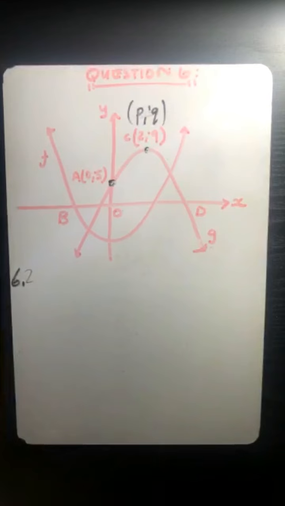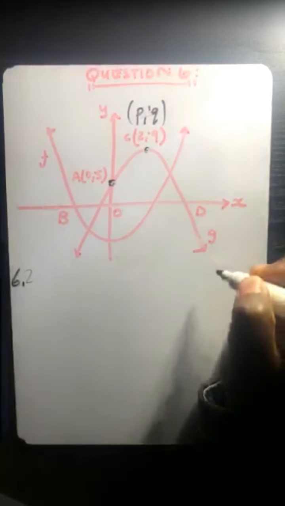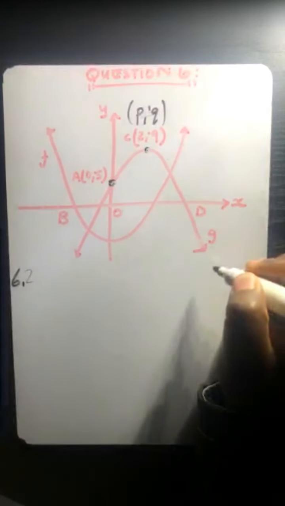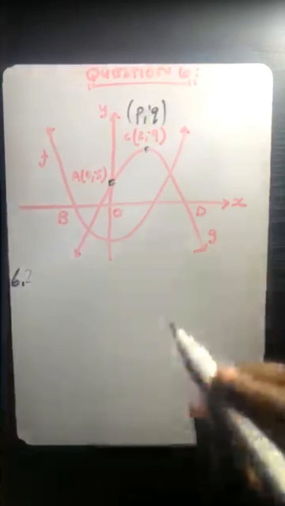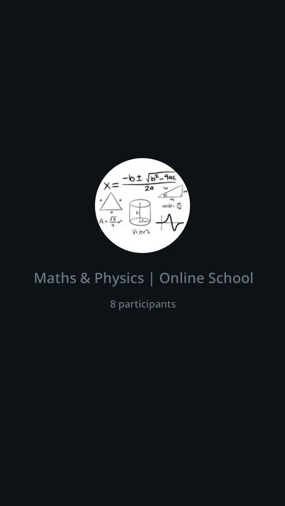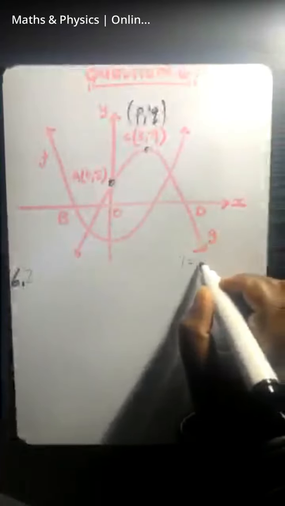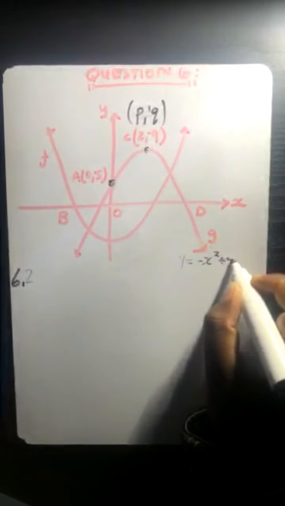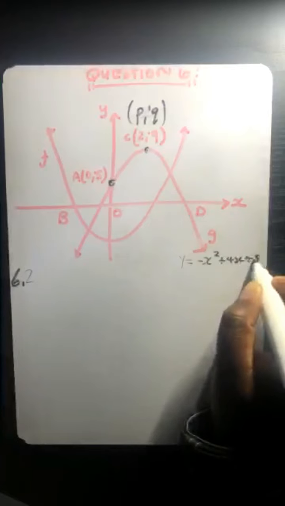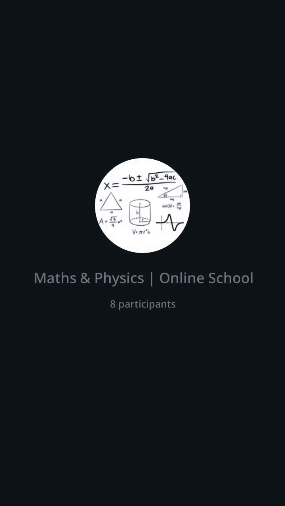Okay. So, it is very, very much important that you remember that the equation of G, we were just given as negative x squared plus 4x plus 5. What about the equation of F? We also know this one from the statement. They said it's equal to half x squared minus 8.